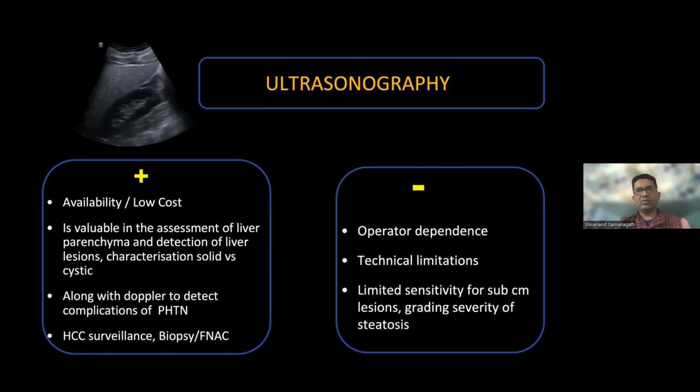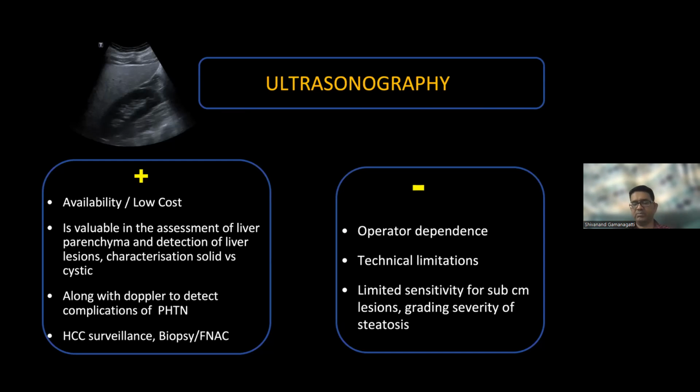In liver, along with the Doppler, this ultrasound helps to identify the patency of the splenoportal axis and its complications. And in high-risk individuals, obviously, it is a very cost-effective surveillance modality to pick up a focal lesion, and also it helps to guide the biopsy or an FNAC.